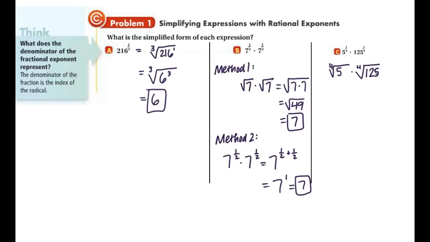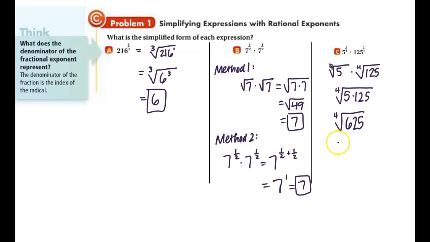Because these have the same index, I can use a property for multiplying radical expressions and multiply them together under one radical. So the 4th root of 5 times 125. 5 times 125 is 625, so I can rewrite this as the 4th root of 625. And since we're taking the 4th root, I want to see if there's any number that I could raise to the 4th power to get 625.